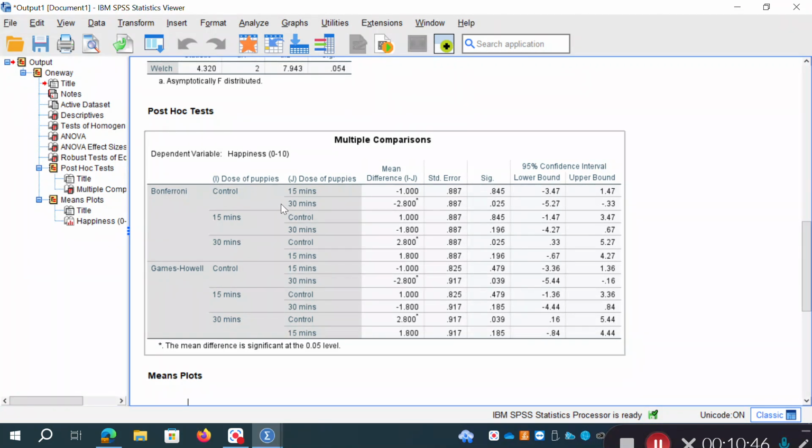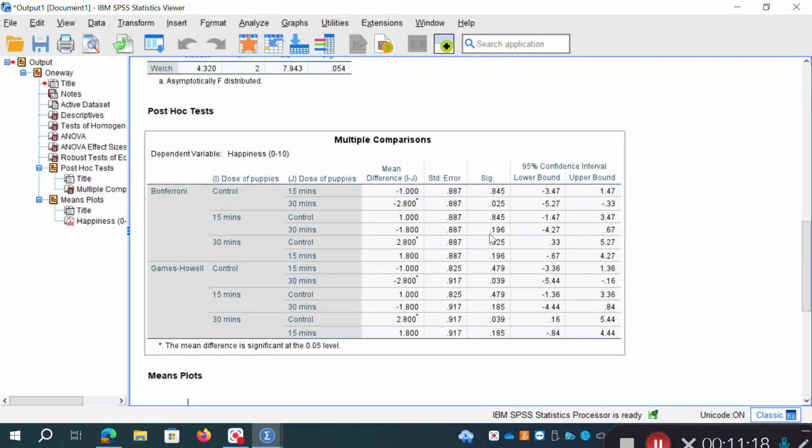If we look at control compared to 30 minutes, we've got a difference of -2.8 and p is equal to 0.025. So those were the two we knew were going to be significant. So that is a significant difference. So control and 30 minutes, significantly different means for those groups. The last comparison, we want to compare 15 with 30 minutes. We get a mean difference of -1.8 and p is equal to 0.196. So not a statistically significant difference between 15 and 30.